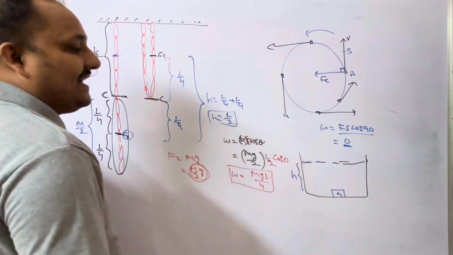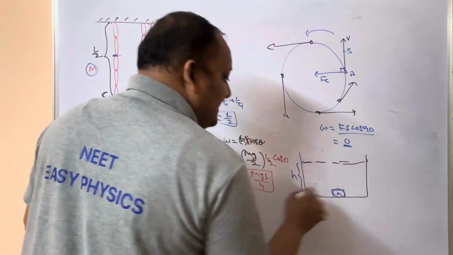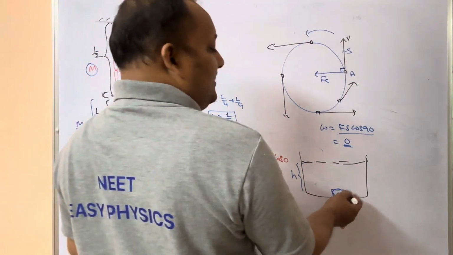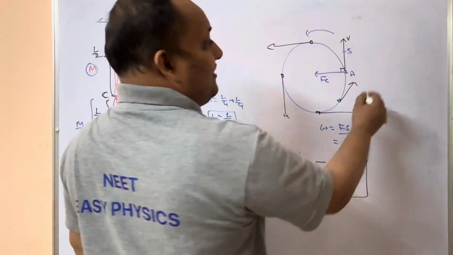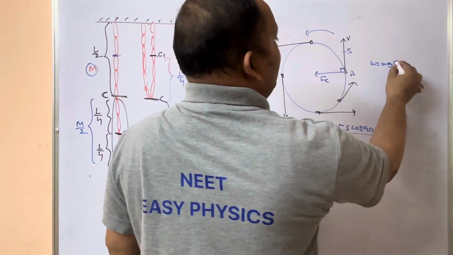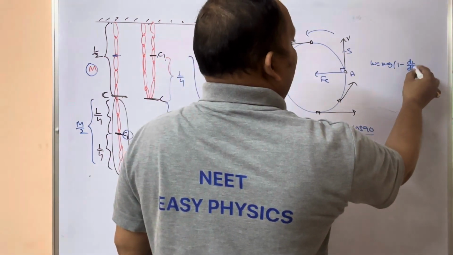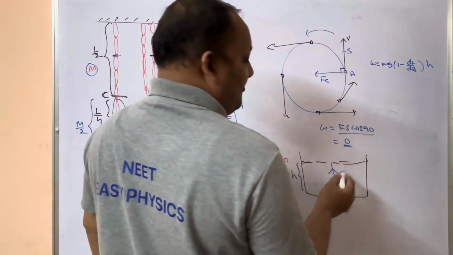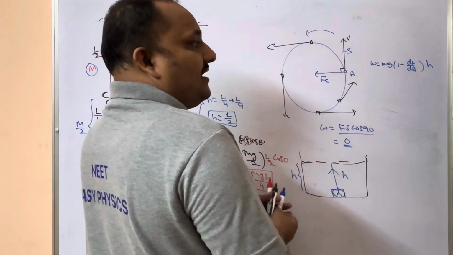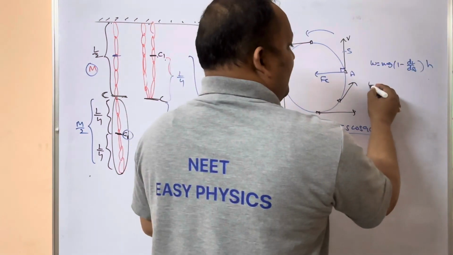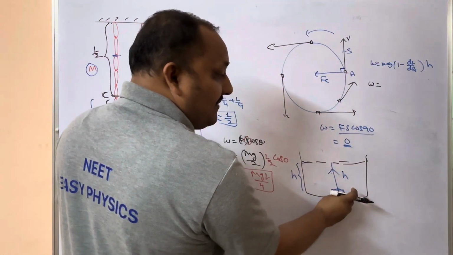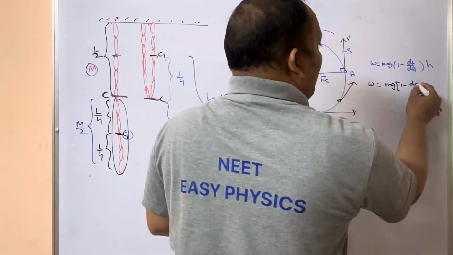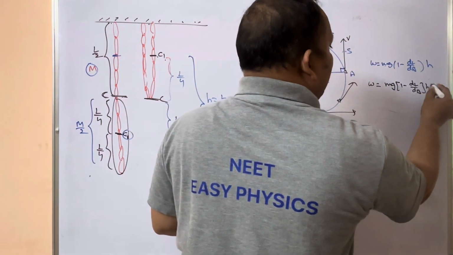How much force is acting? Any object which is within the liquid or water, on this we are applying the apparent weight. What is the apparent weight formula? mg into 1 minus dL by dB. How much height are we pulling? H height. The applied force is in the upward direction, H is also in the upward direction, cos 0 is positive. Therefore, the work done to pull the object from the bottom of the liquid to the surface is mg into 1 minus dL by dB into H.